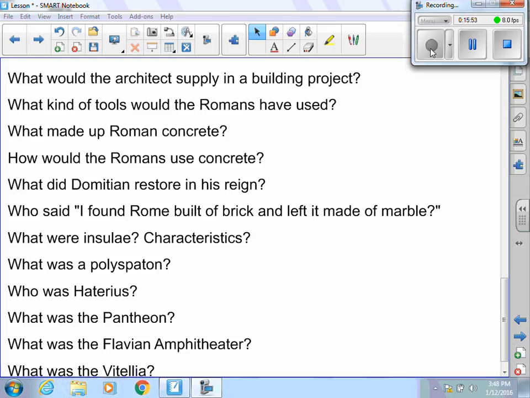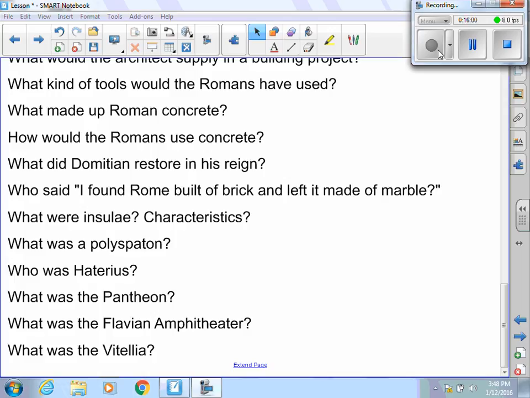And Plotina, she would have been the wife of Hadrian, the famous builder.